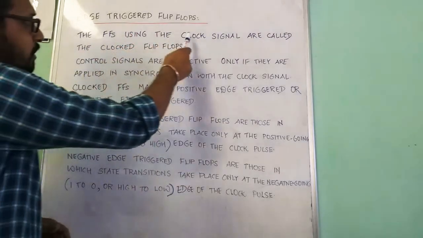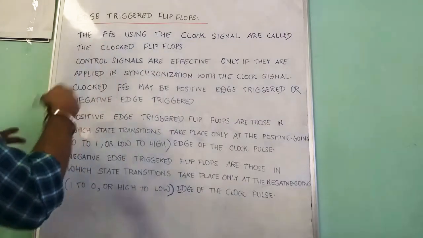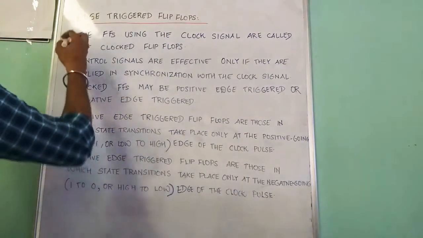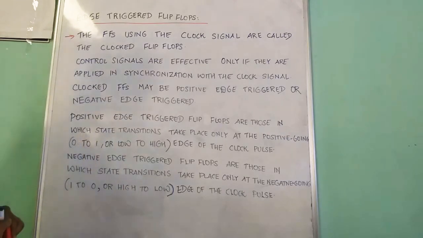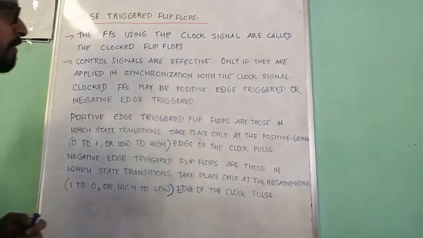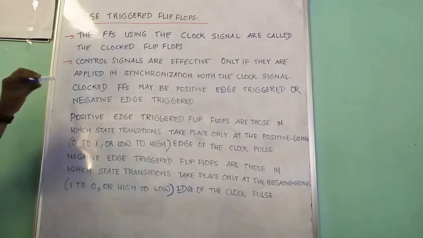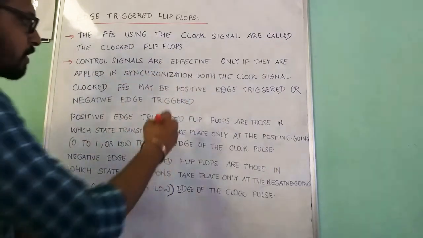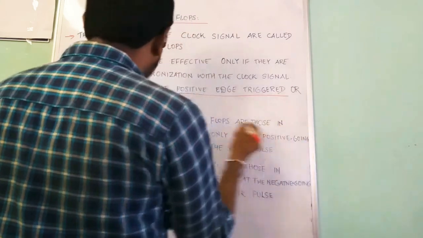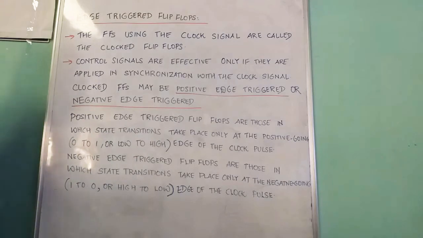The flip flops using the clock signal are called clocked flip flops. The control signals are effective only if they are applied in synchronization with the clock signal. Clocked flip flops may be positive edge triggered or negative edge triggered.